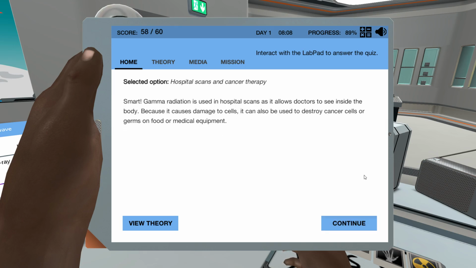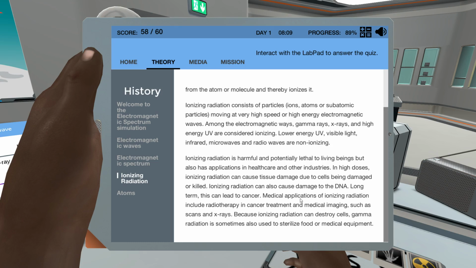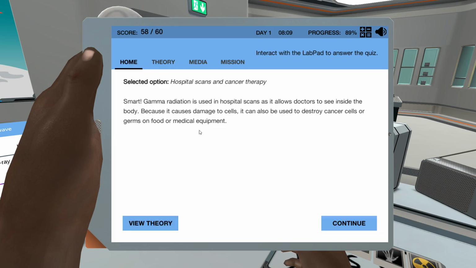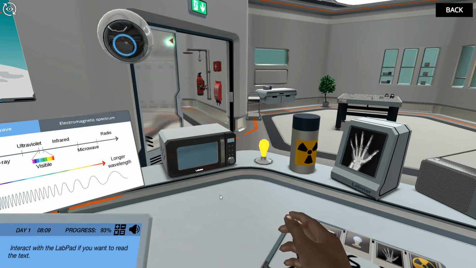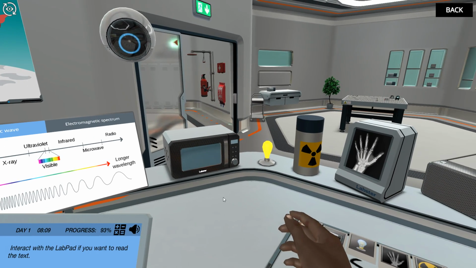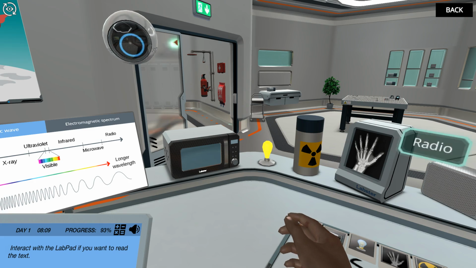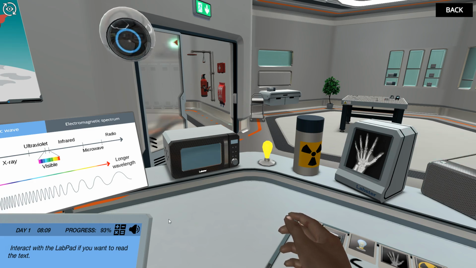Smart. Gamma radiation is used in hospital scans as it allows doctors to see inside the body. Because it causes damage to cells, it can also be used to destroy cancer cells or germs on food or medical equipment. Wow, you have learned a lot about the electromagnetic spectrum. I hope that you will come back to the lab to explore light and waves further another day. For now, thank you for helping me shed light on the electromagnetic spectrum and the uses and dangers of different types of radiation.